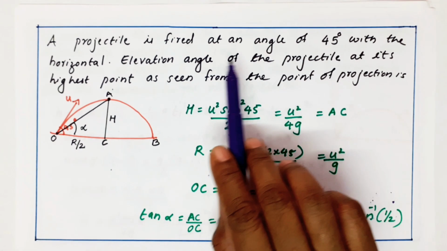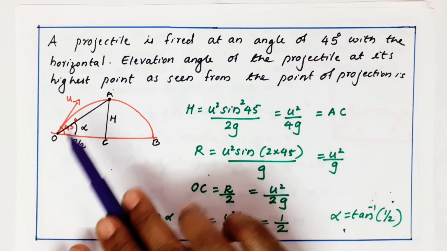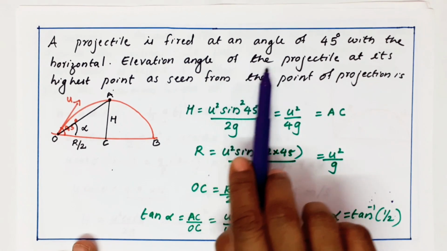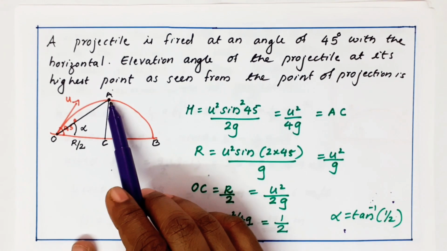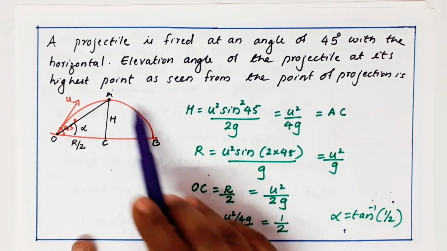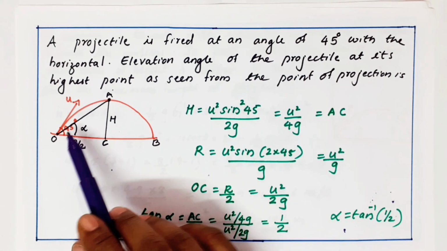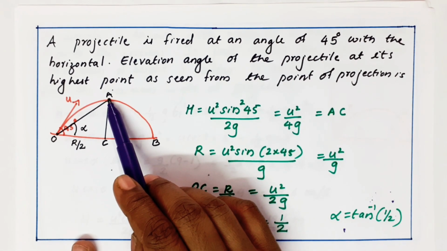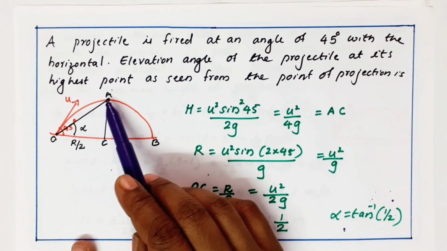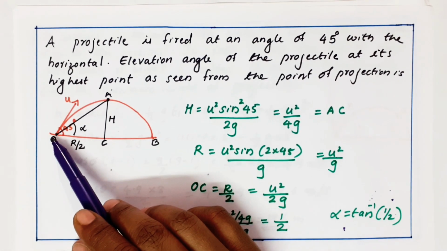A projectile is fired at an angle of 45 degrees with the horizontal. The elevation angle of the projectile at its highest point, as seen from the point of projection, is asked. It means we are projecting a body like this at an angle of 45 degrees. You have to see from this point A what the elevation angle should be. So I join from A to point O.